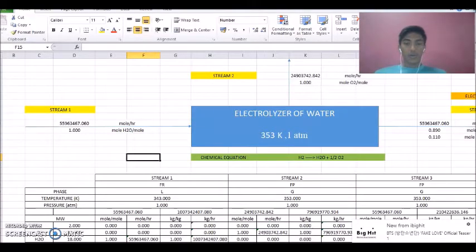The first unit for our process flow diagram is the electrolyzer of water. The function of this electrolyzer is to electrolyze water to produce hydrogen. The process is a reactive process, and this is the chemical equation for this process. The temperature and pressure for the inlet stream are 343 Kelvin and 1 atm, and the temperature and pressure for the outlet stream are both 353 Kelvin and 1 atm.